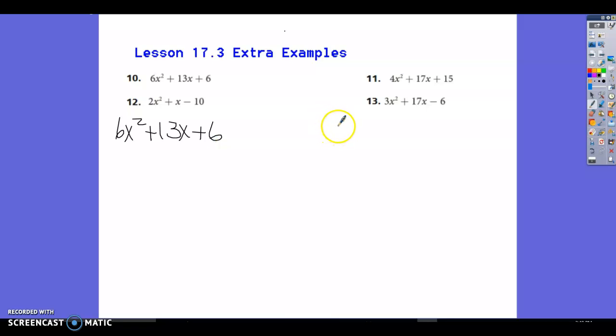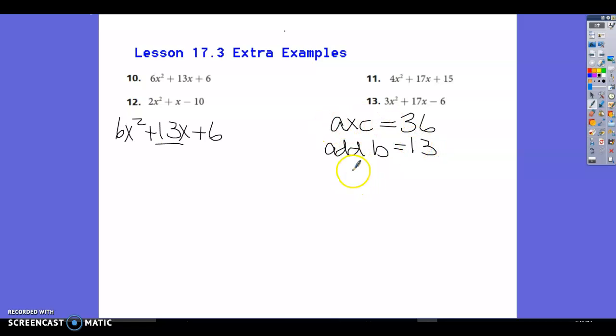So how I've showed you was you want to get a times c, a, b, and c. So a times c is 36. And I want to add to get b. If I add to get b, I need a positive 13.